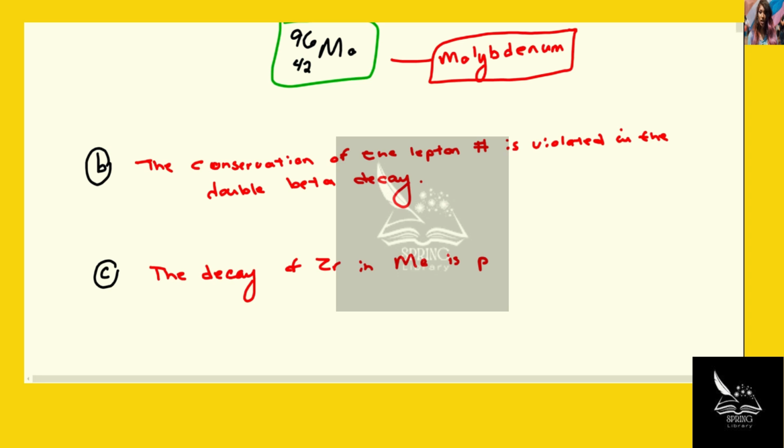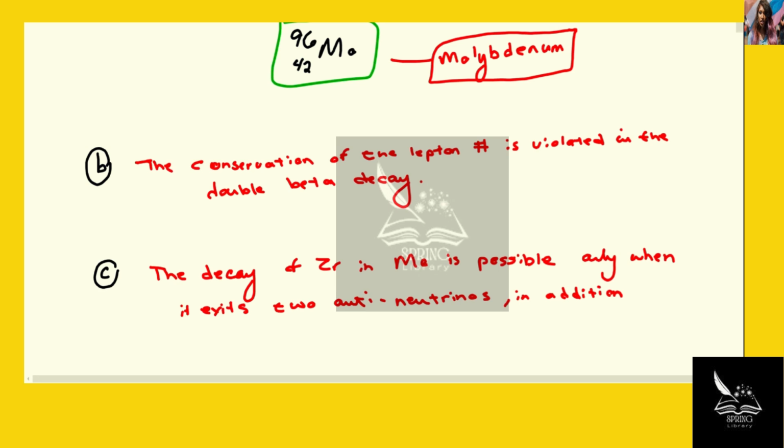But when you're by yourself, if you know what you're talking about, you should be good. So the molybdenum decay is possible only when it emits two anti-neutrinos, in addition to the daughter nucleus and 2 electrons, to conserve the lepton number.